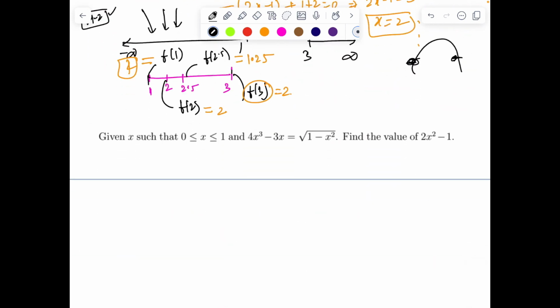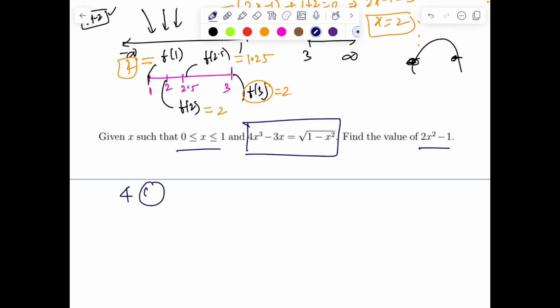Okay, let's move to the next question. It's again a very decent problem. As you can see, x is from 0 to 1, and this is a cubic expression equated with the square root of 1 minus x square. We have to find the value of 2x square minus 1.